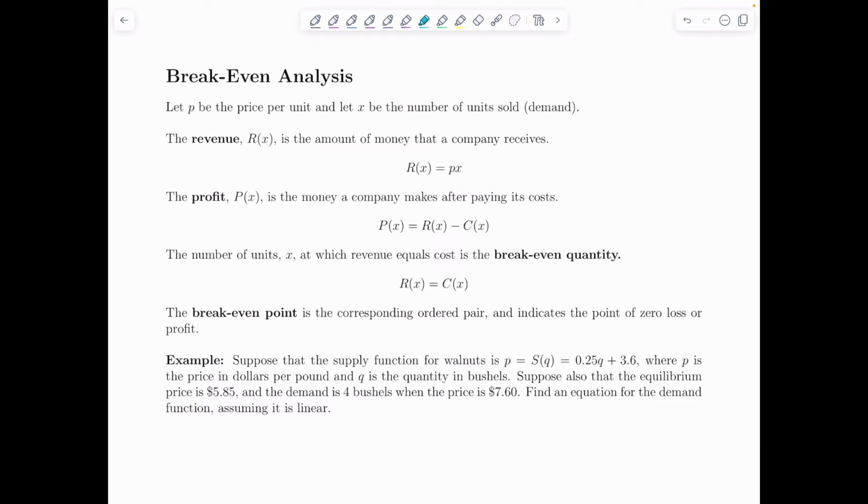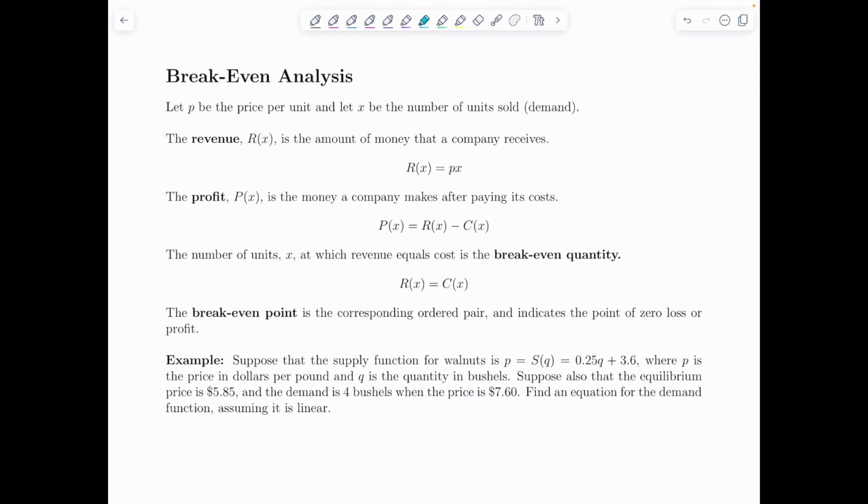Now, we're going to talk about a break-even analysis. So let P be the price per unit and X be the number of units sold, demand. The revenue, R of X, is the amount of money that a company receives. So how would you compute revenue?